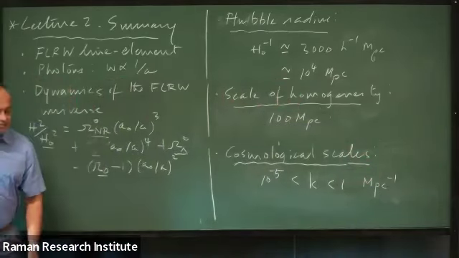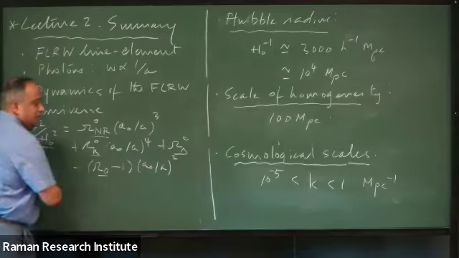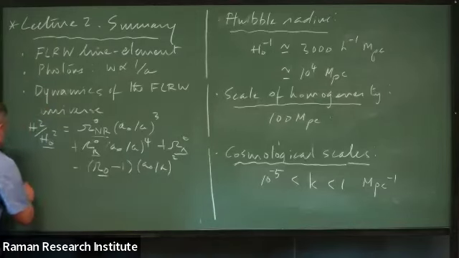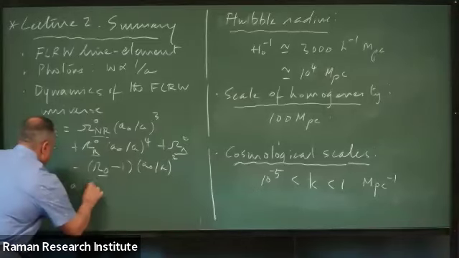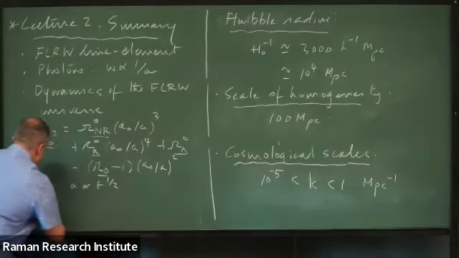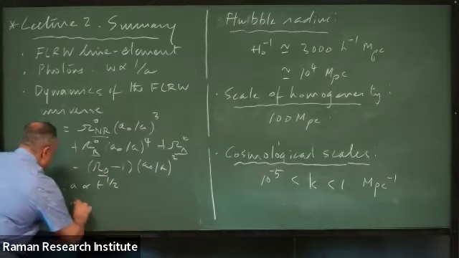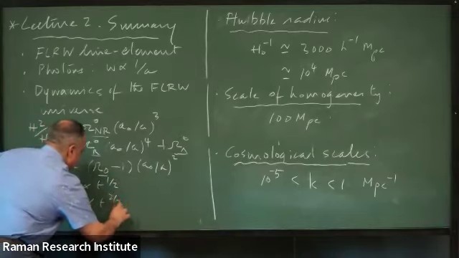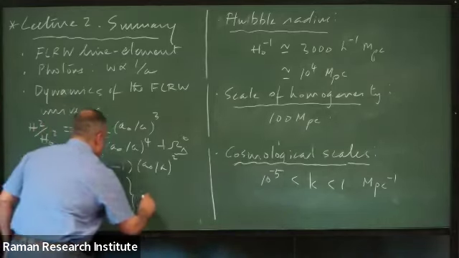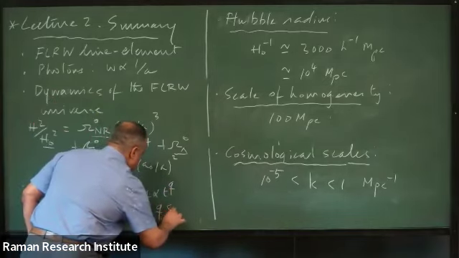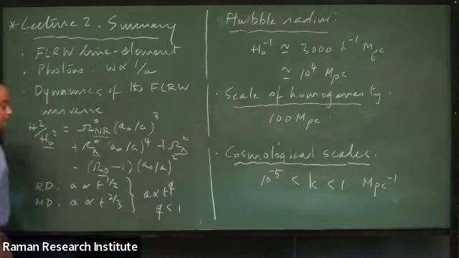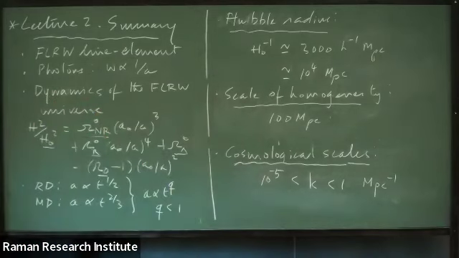So we talked about the cosmological parameters. We talked about the dynamics of the FLRW universe. It's about solving this equation. And we saw that, for instance, in the radiation-dominated epoch, a is t power half, and in the matter-dominated epoch, a is t power 2/3. So what you essentially have is a is t power q, where q is less than unity. Okay, this is something you need to keep in mind.